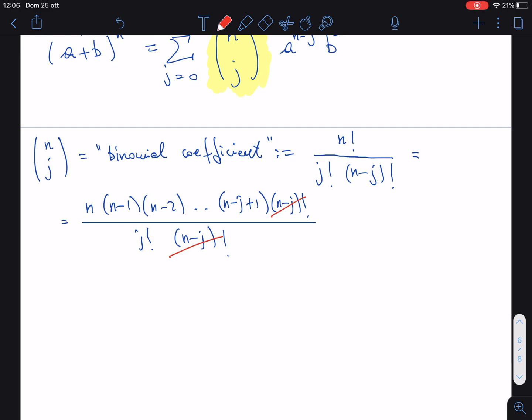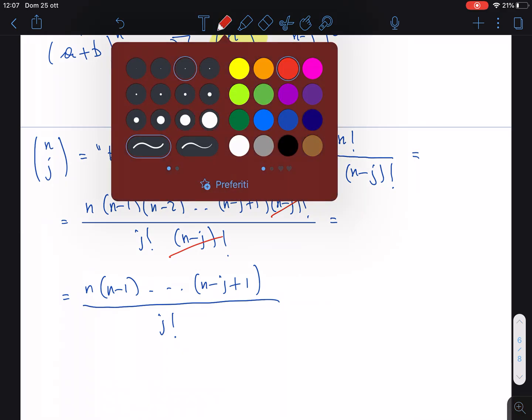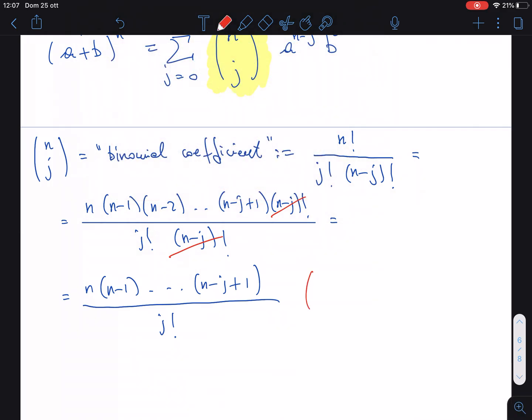And so another expression that you find is the following: n times n minus 1 up to n minus j plus 1 divided by j factorial. This is a typical alternative writing that you find in many books, and also we will use here. So this is an alternative writing for the binomial coefficient n j.